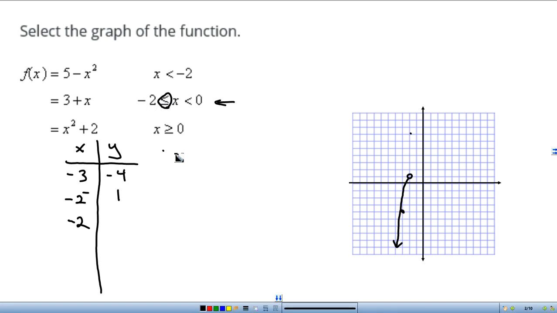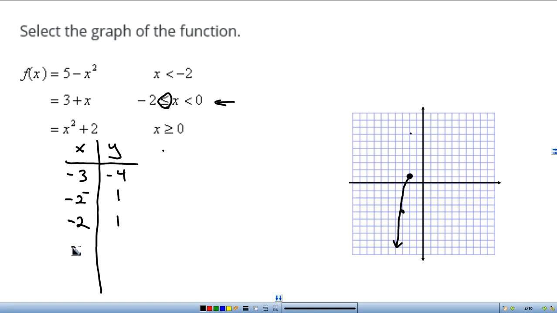So I'm going to evaluate this. So it's 3 plus x. So 3 plus a negative 2, well, that's going to give me 1. So now I'm over the same exact point. So I can take that closed circle and I can fill it in. I can make it an open circle.